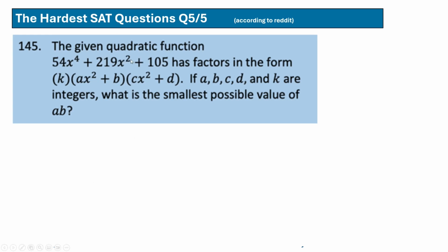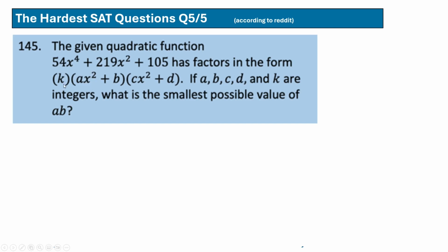It tells you that this is what we sometimes call a hidden quadratic in the UK, or a quadratic in terms of x squared. What we sometimes do is substitute, let's say y equals x squared, and this just becomes 54y squared plus 219y plus 105. It's just a technique to help you understand it. You don't need to do the substitution, but some teachers teach you that way.